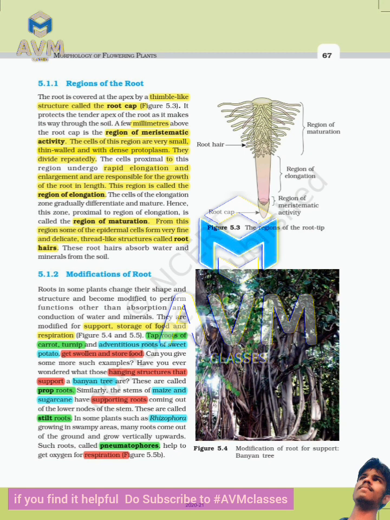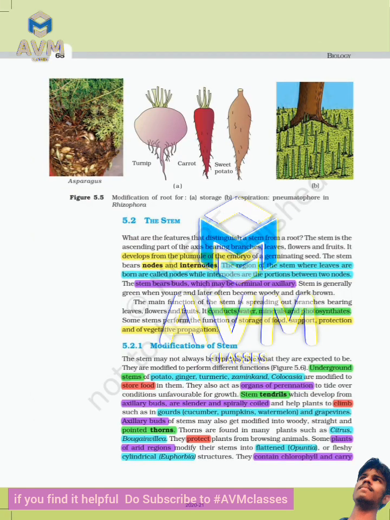5.2 The stem. What are the features that distinguish a stem from a root? The stem is the ascending part of the axis bearing branches, leaves, flowers and fruits. It develops from the plumule of the embryo of a germinating seed. The stem bears nodes and internodes. The region of the stem where leaves are borne is called the nodes, while internodes are the portions between two nodes.